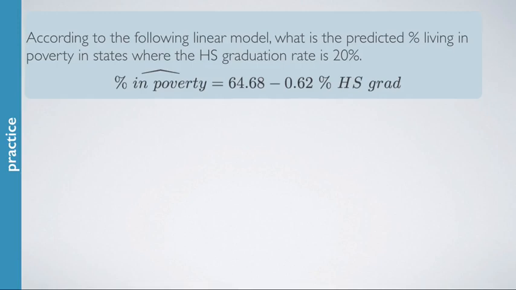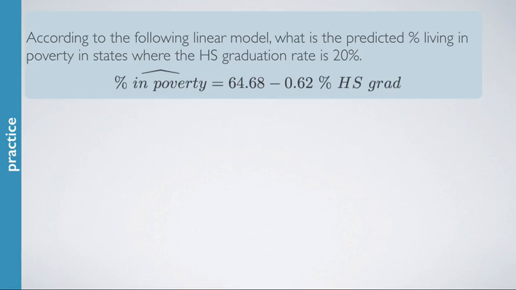Extrapolation doesn't have to happen in the extremes, though. Take a look at this problem. According to the following linear model, what is the predicted percentage living in poverty in states where the high school graduation rate is 20%? Mathematically speaking, this is a very simple problem. All we have to do is to plug in 20 for the high school graduation rate, and the formula will spit out a predicted value for the poverty for us. But is it wise to do?